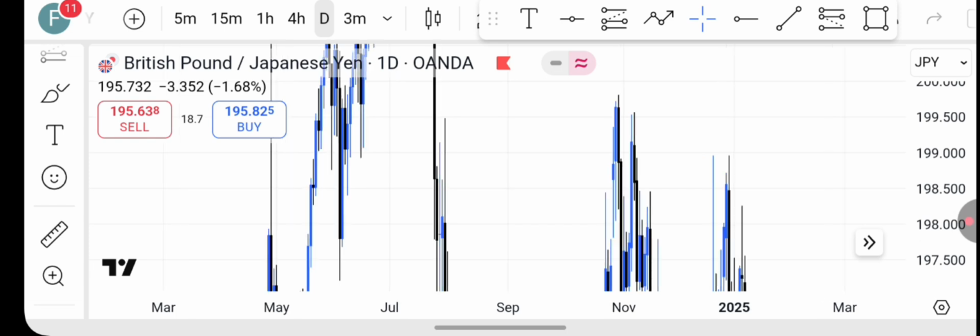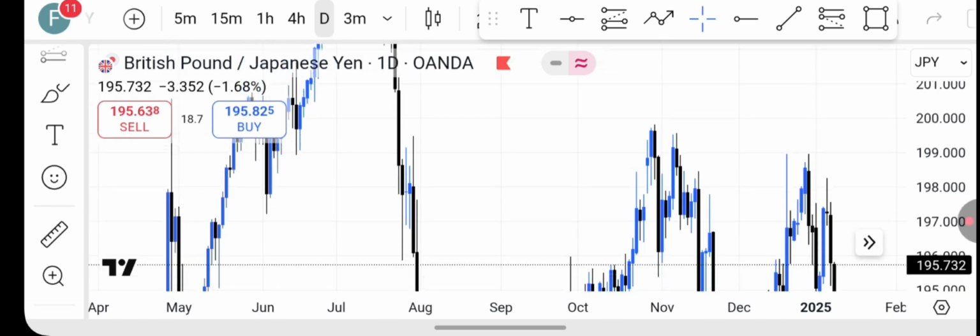Okay, let's dive in on how I got my trade on GBPJPY. Now, first of all, I'm going to be talking about this pair. GBPJPY is a pair that I've loved for a while as a trader coming up.